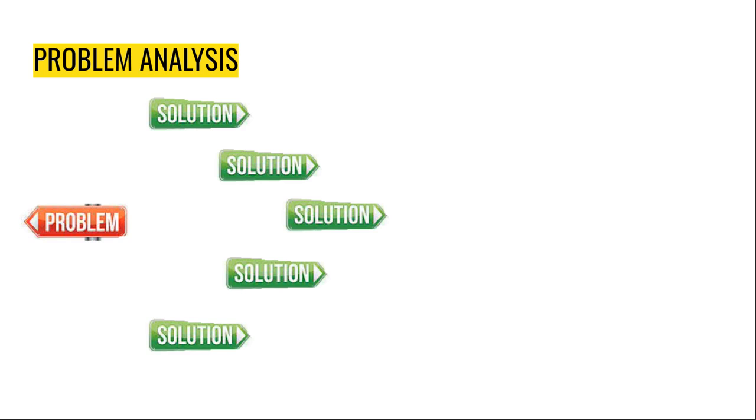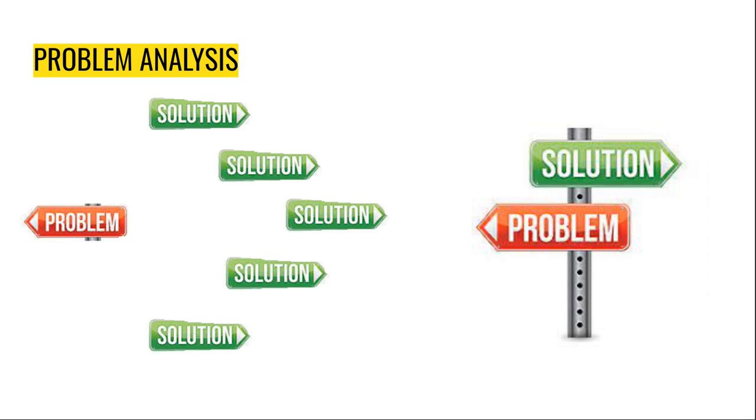The first stage in the program development life cycle is the problem analysis. Here the programmer understands the problem and then he determines multiple solutions for the problem and finally he selects the optimal solution from the multiple solutions.